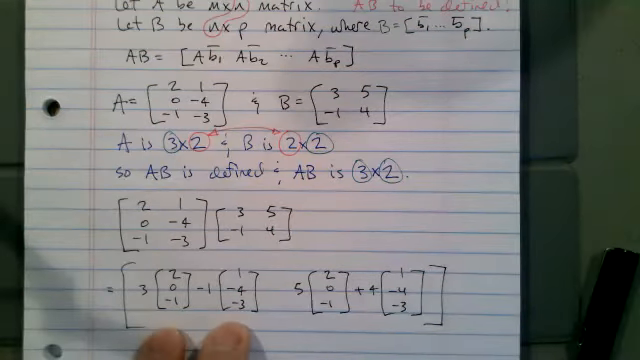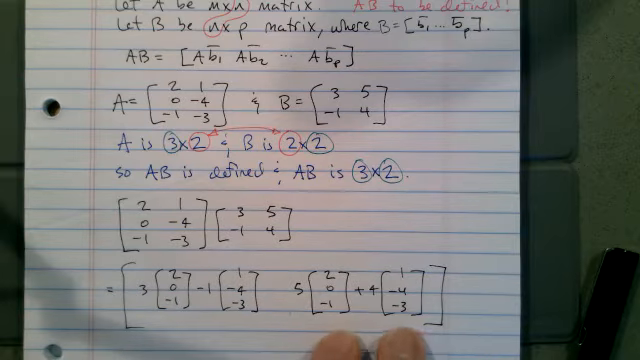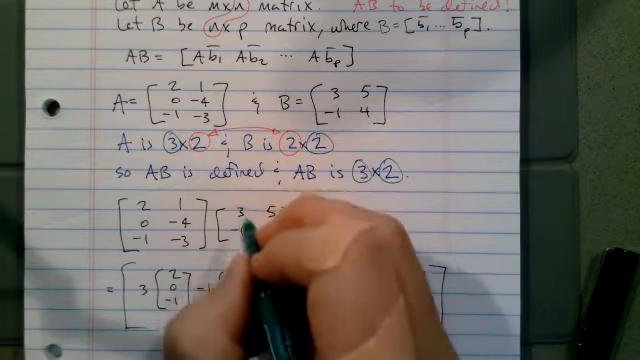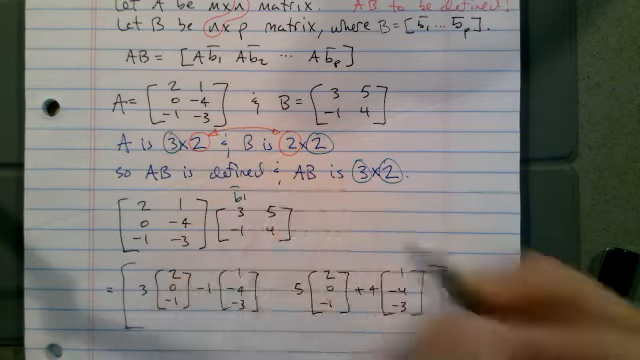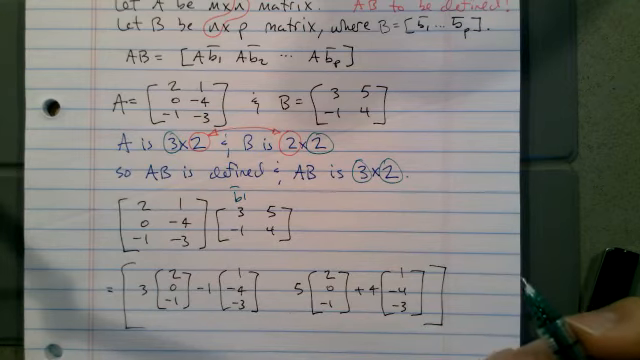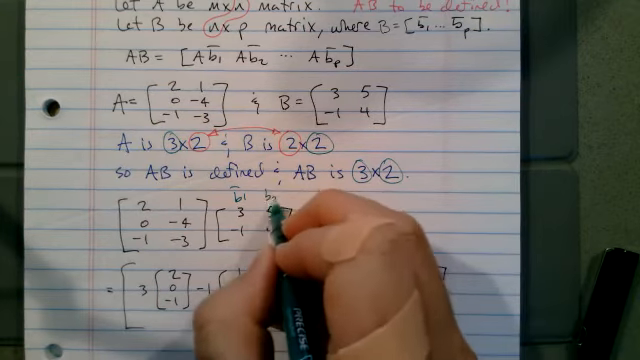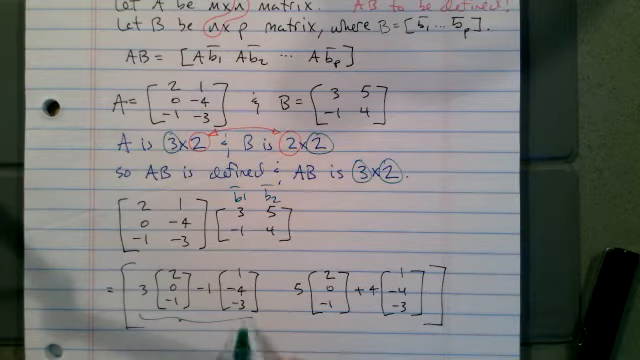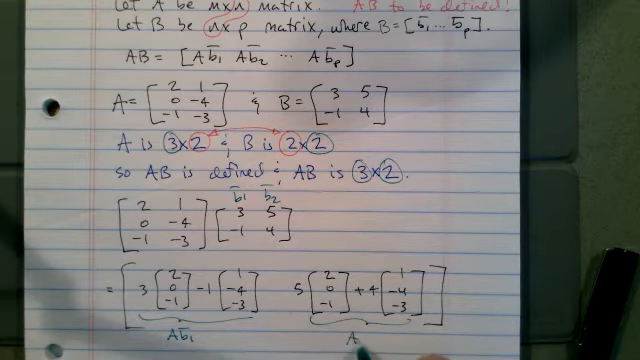So here is A times B1, and here is A times B2. So if I name the columns of B as B1 and B2, this first column is going to be A times B1, and the second column is A times B2.